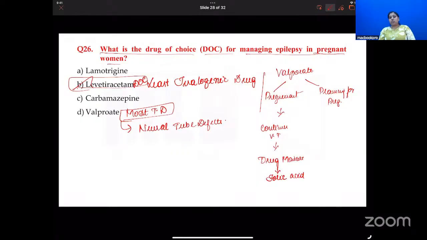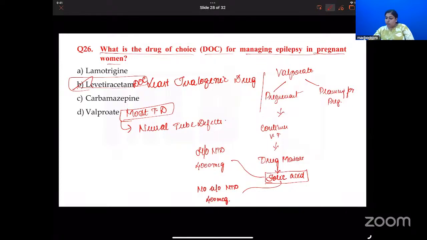But here is where the MCQ comes. If you are giving folic acid when the patient has a history of neural tube defect in a previous pregnancy, then you prescribe 4,000 mcg of folic acid to prevent the neural tube defect. When there is no history of neural tube defect, I give only 400 mcg. This is very important.